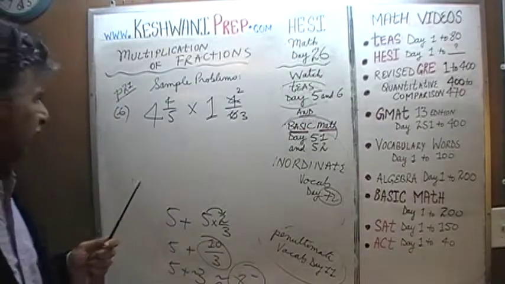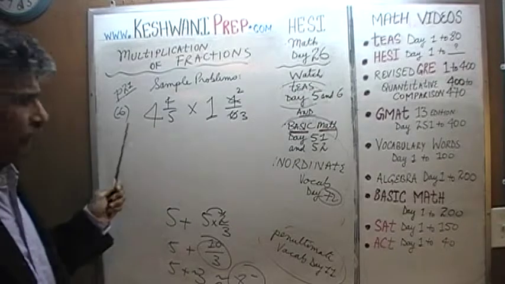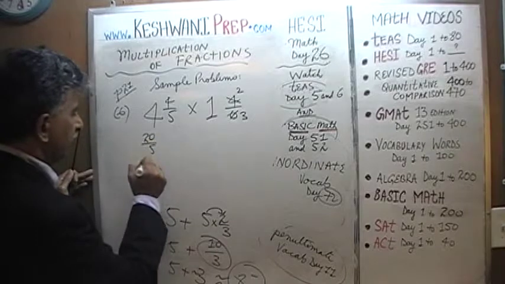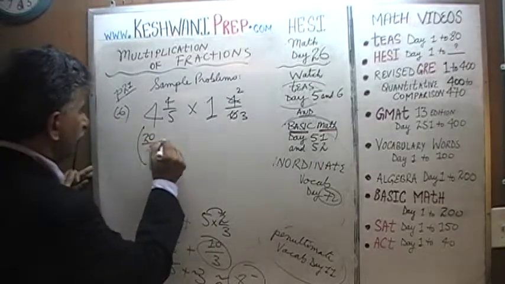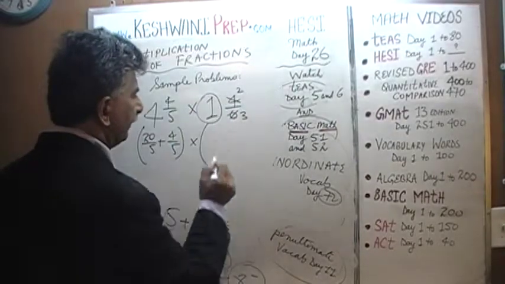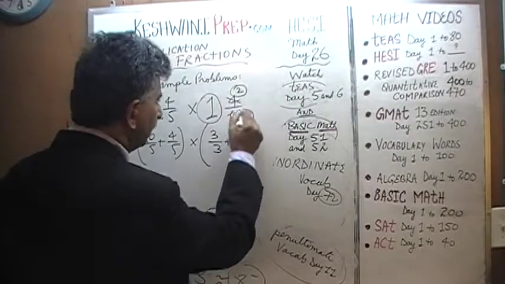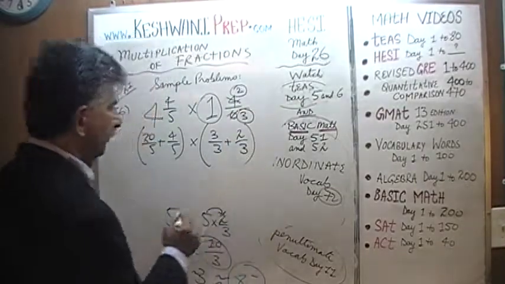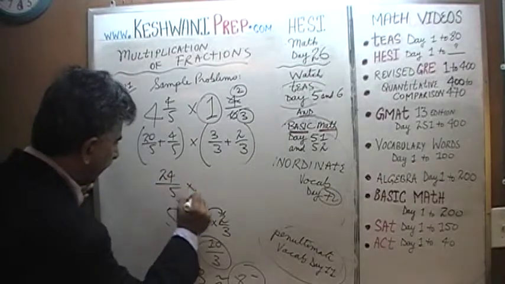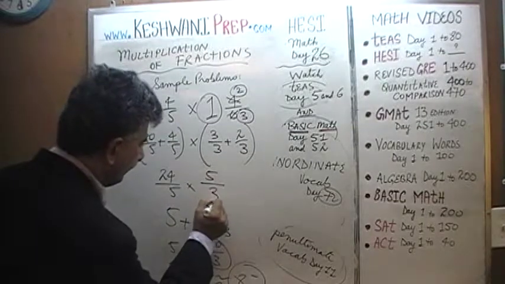But you see, the work is going to be too much here. 4, we have to write it with the denominator of 5. So how many fifths make a 4? Well, 20 fifths make a 4. 20 divided by 5 is 4, plus 4 fifths, times, we have to write 1 with a denominator of 3, which is going to be 3 thirds, plus 2 thirds. 20 plus 4 is 24 over 5, times 3 plus 2 is 5, 5 over 3.